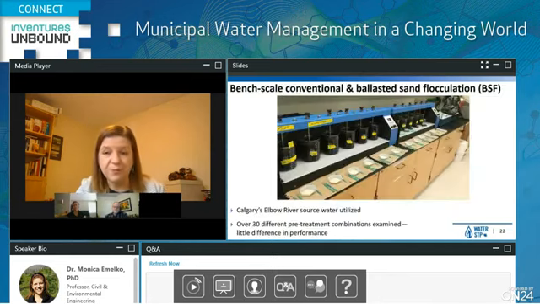And we conducted first bench scale tests of various treatment technologies that we thought should be able to deal with some of these challenges. So not only did we look at conventional treatment, but we also looked at ballasted sand flocculation, which is a technology that is specifically designed to be responsive to rapid changes in water quality, especially with respect to changes in solids loads. And these ballasted sand flocculation, ActiFlow is an example of that type of process. And we see these processes across Alberta. And so this is what we tested at bench scale at a variety of conditions.